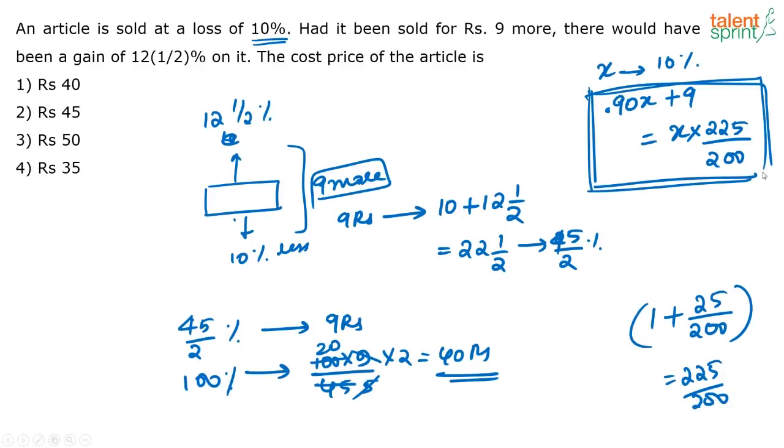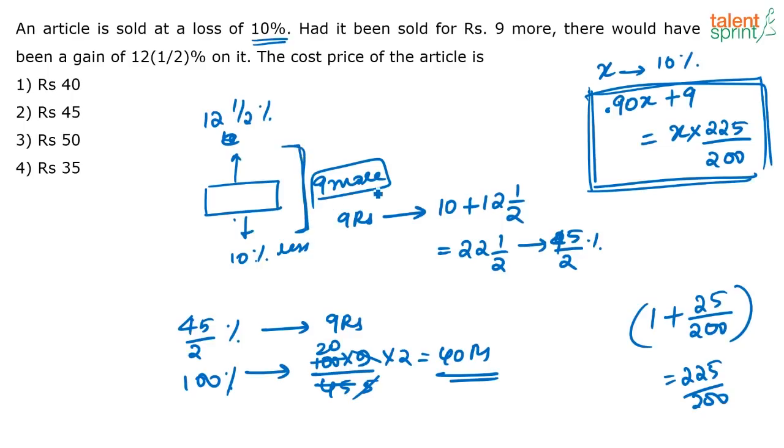Now, what I am trying to do here is, see, what does this 9 rupees account for? Earlier there was a loss of 10%, correct? Now there is a gain of 12 1/2%. Now why is this difference happening? That is, from this loss of 10%, it is becoming a 12 1/2% gain because of this 9 rupees increase.